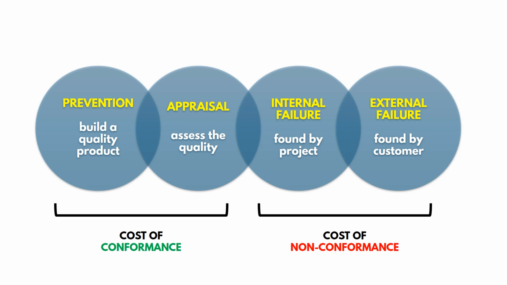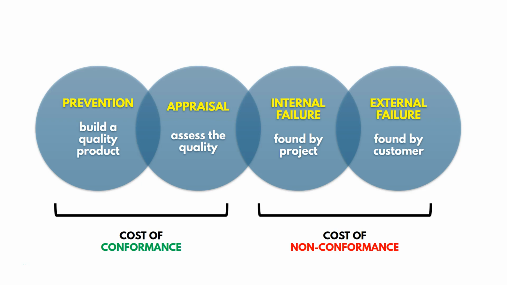So with costs of conformance, just the cost to do things right, prevention is building a quality product, doing things right the first time so we don't have defects or quality issues that we have to address. Appraisal is something like inspection. It's assessing the quality of something or the project or the product as we're getting the work done.